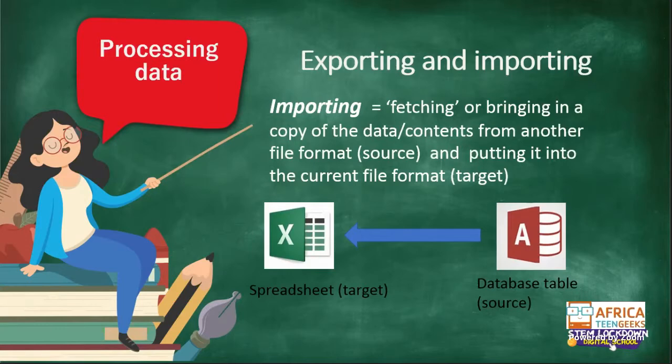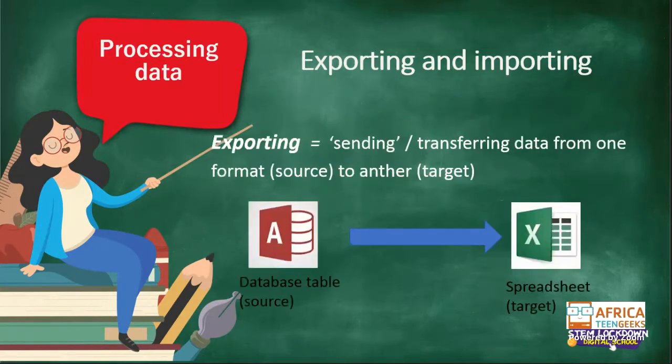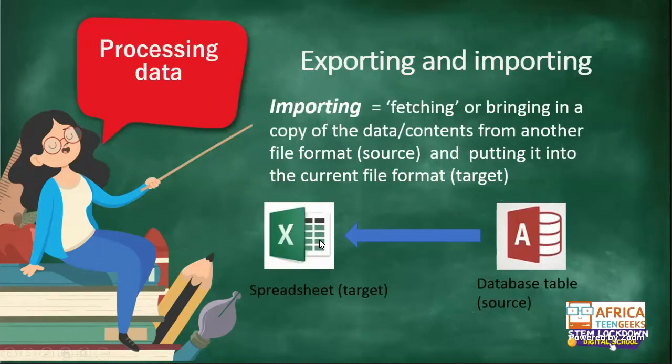The main difference between exporting and importing is that in this instance over here, we are sending the data over here. So from Access to Excel, we are sending the data from one to the other, which means that the data over here will be lost and will be transferred over here. And importing is basically copying, so the data remains in both programs.